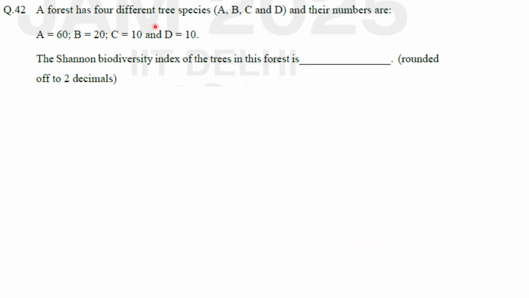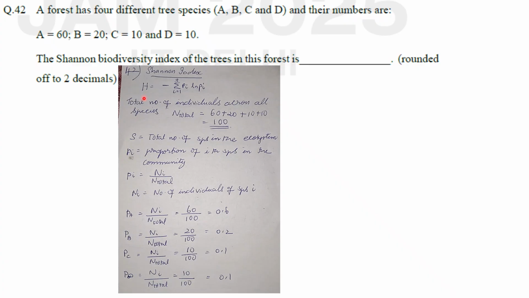Then next one, a forest has 4 different species and their numbers are given here. Shannon Biodiversity Index. So it is given by the formula H is equal to minus sigma i equal to 1 to S of Pi ln Pi. Now S is the total number of species in the ecosystem. So add up all these 60, 20, 10 and 10. You will get the total number, that is 100.